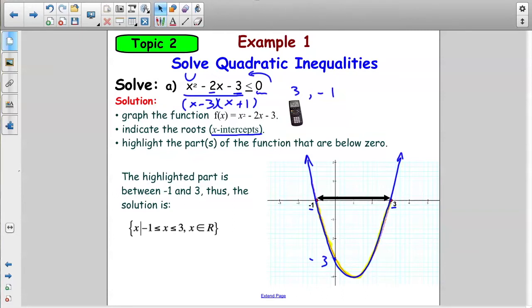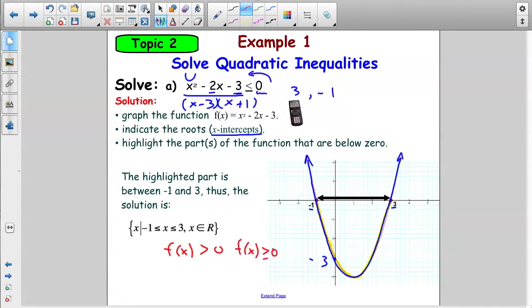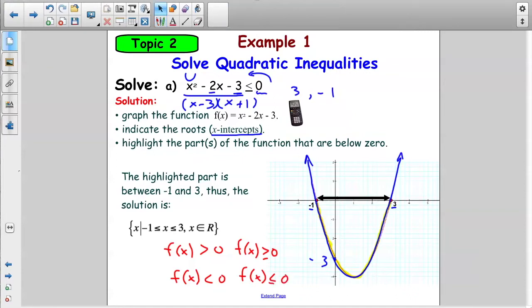So now, this is what we do. We look at the function, because there are 4 situations. The f of x is either going to be greater than 0, or greater than or equal to 0, or the function is going to be less than 0, or less than or equal to 0. So you're going to get one of those scenarios. So in our case, we have this scenario.